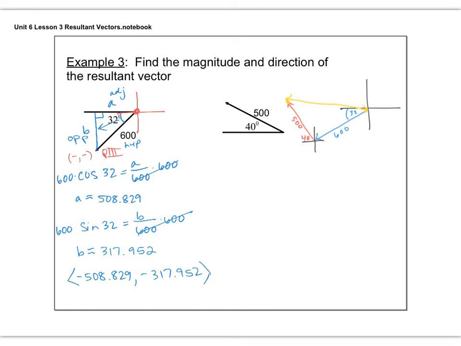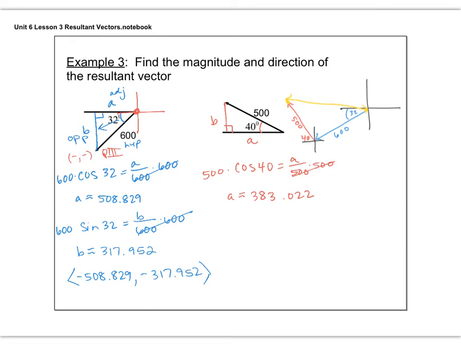Next, let's do our second vector. And so I'm going to draw this in. I'll use red this time. Here's my right triangle, and here's my horizontal component and my vertical component. So let's find A first. If we're using this 40-degree angle, we're going to do cosine 40 equals A over 500, adjacent over hypotenuse. Multiply by 500. Type it in your calculator, and it's approximately 383.022.